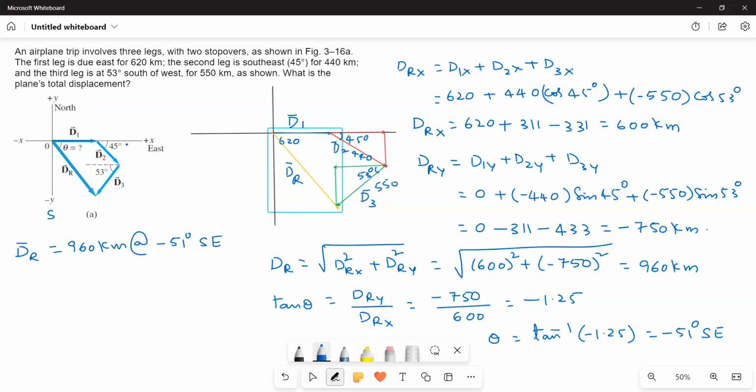The negative sign indicates that it is below the horizon. That means we are taking above the x-axis as positive and below the x-axis as negative. So this is the downward direction here. You are seeing, dr is from here to here. So below the x-axis, that is what it indicates: negative 51 degrees, south of east. This is the answer for this question.